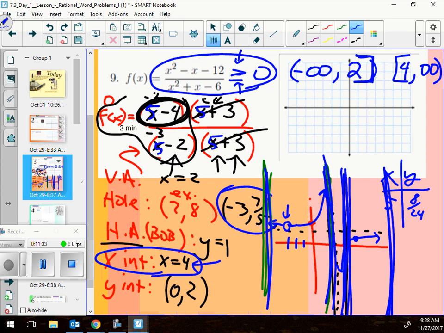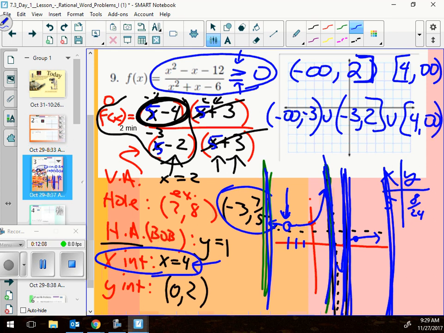Okay, and then a kid brought up a good point. What about the hole here? Is our function actually, at that hole, positive? No, it doesn't exist at that hole. Okay, and so I think I should adjust this and say it works from negative infinity up until the hole, which was at, where was the hole again? Negative 3. Then it starts working again after negative 3, all the way to 2. And then from 4 to infinity.